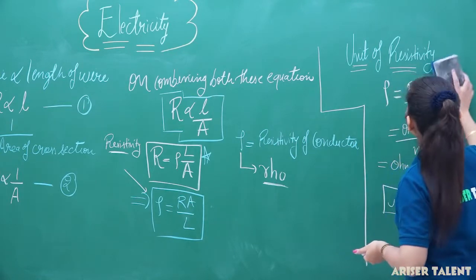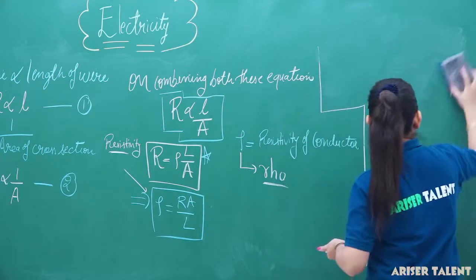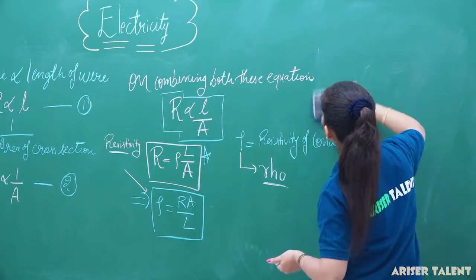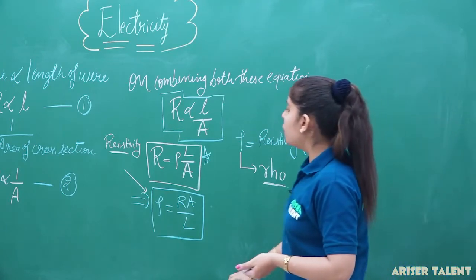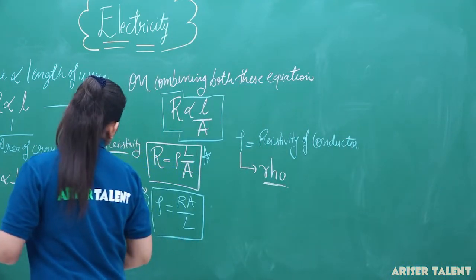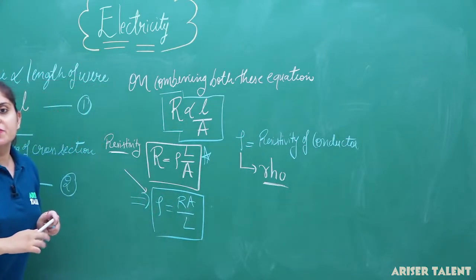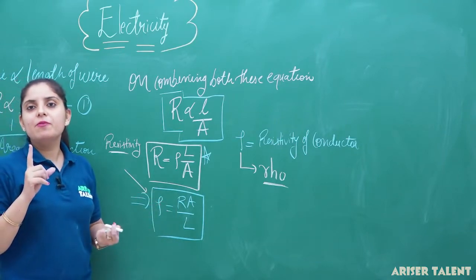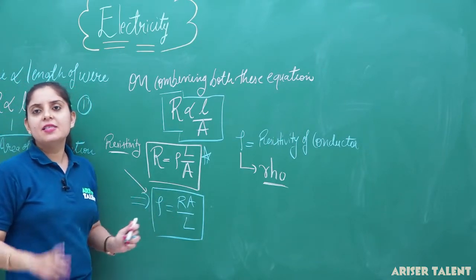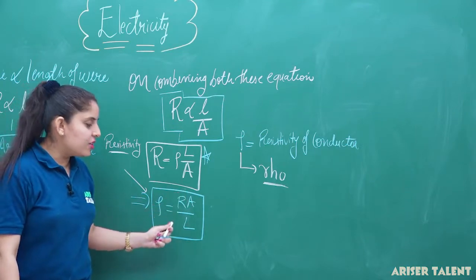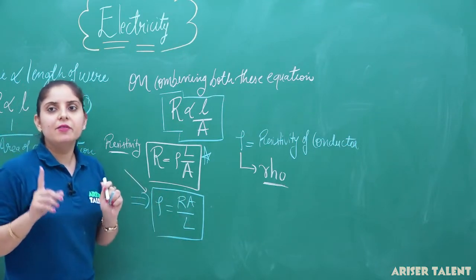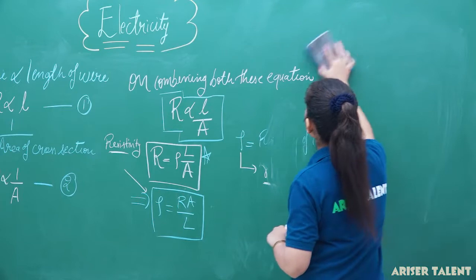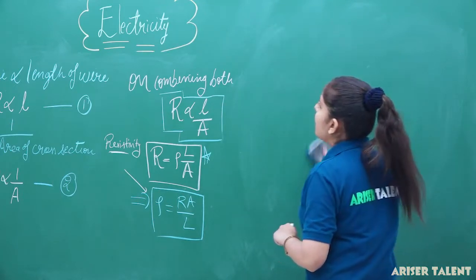One more question arises here: when will the resistivity be said to be 1 ohm meter? When the area of cross section is 1 meter square, the length of the conductor is 1 meter, and the resistance in this case is 1 ohm, we can say that the resistivity is 1 ohm meter. If all these conditions are 1, 1, 1, the resistivity will be 1 ohm meter. So let's discuss the nature of some materials depending upon the resistivity.